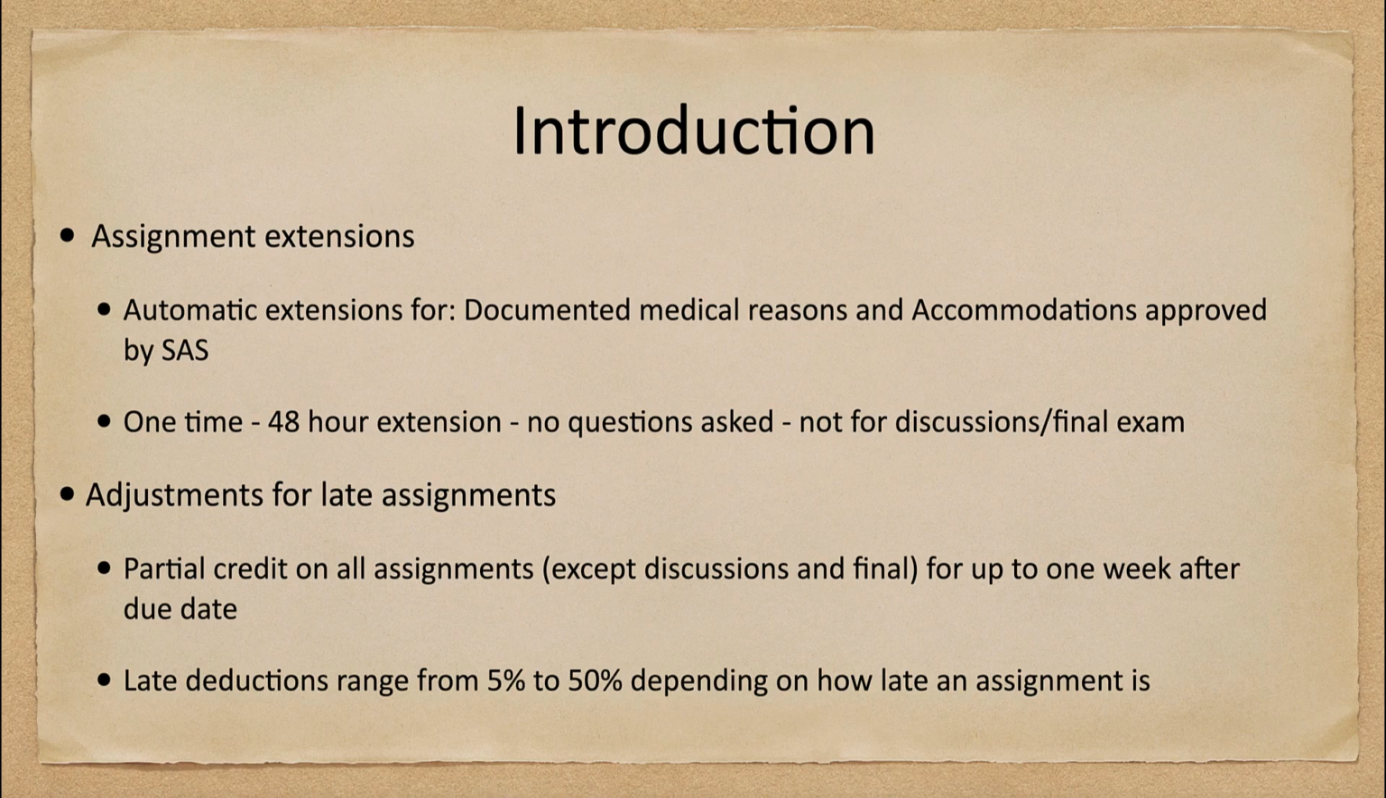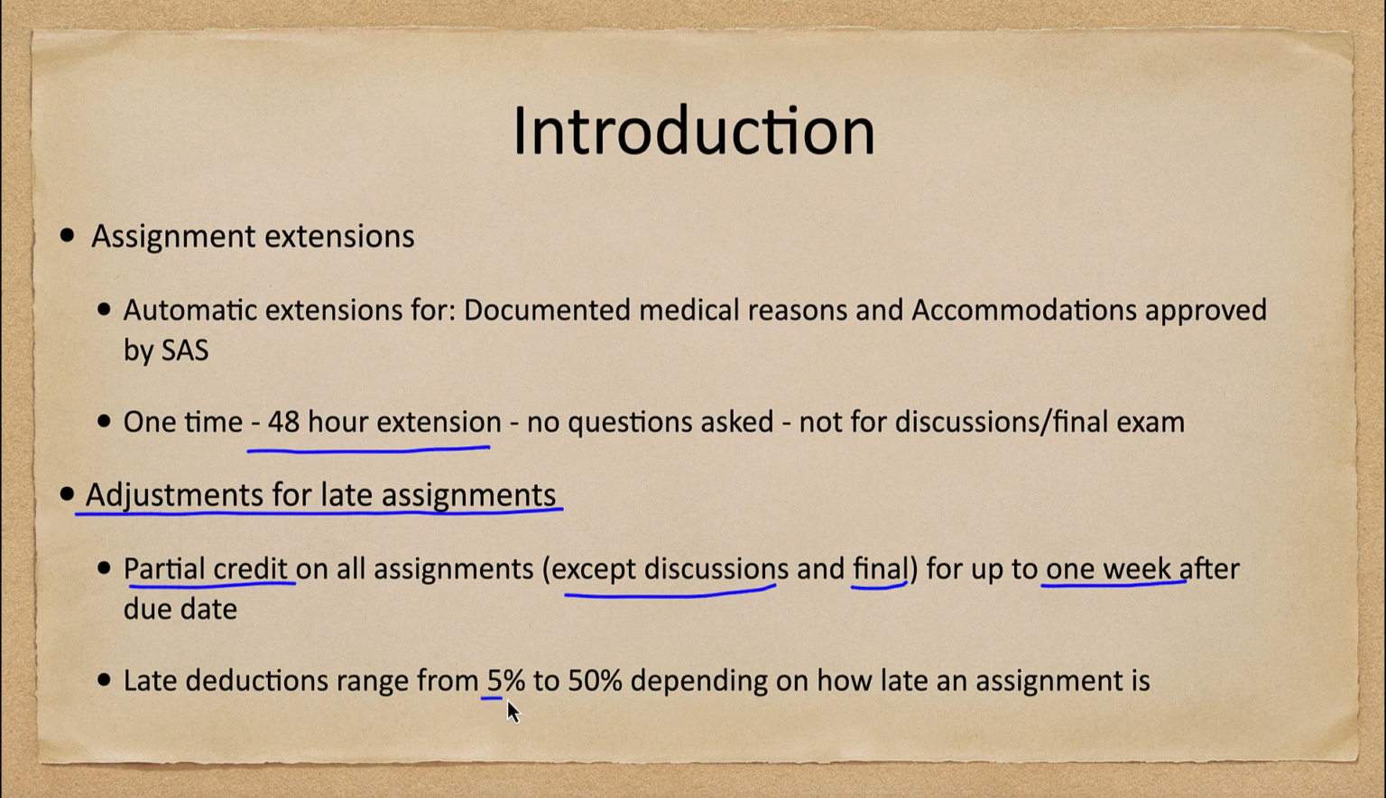Now let's go back and look at the other things that I do, because that's only on one assignment. Of course, students can have more issues than just one time needing a 48-hour extension. So I make adjustments for late assignments. I give partial credit on every assignment, again, except for discussions and the final exam. Those are the two that I exclude. They have 1 week after the due date to submit them for partial credit.